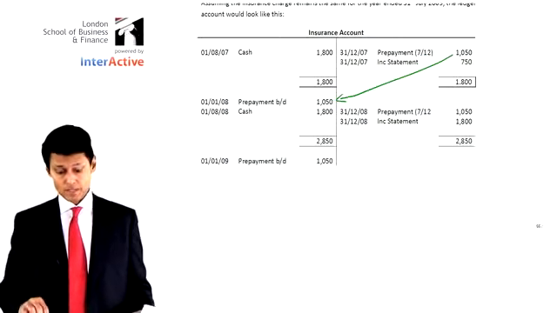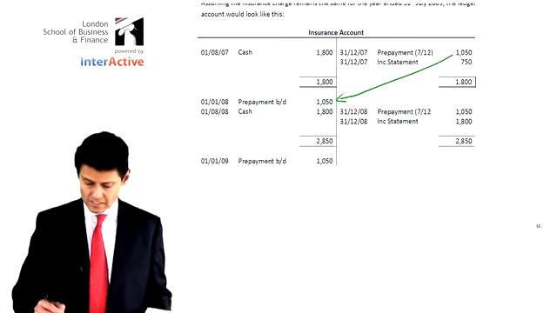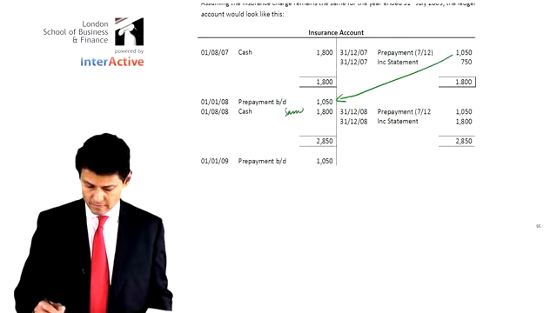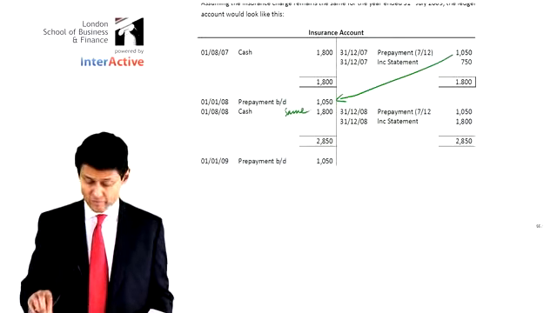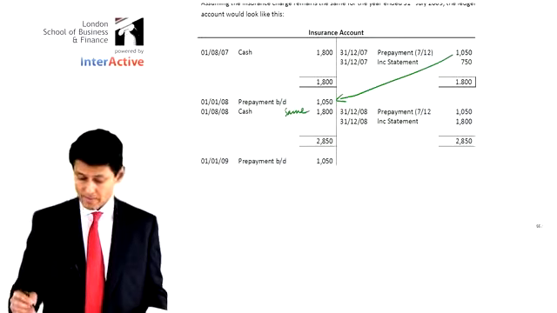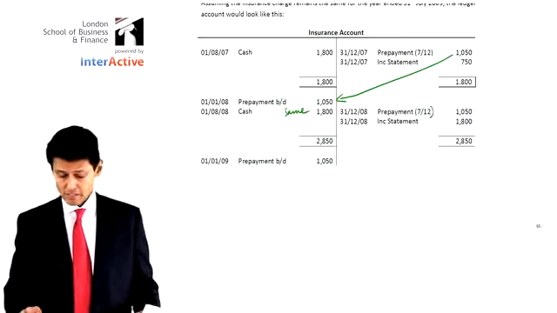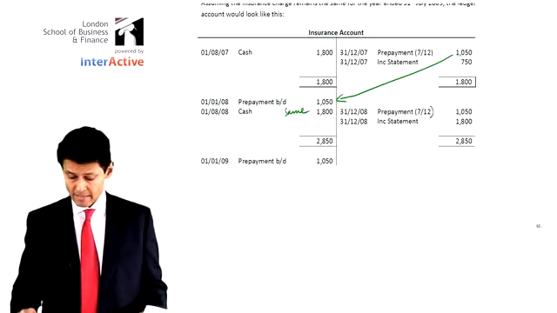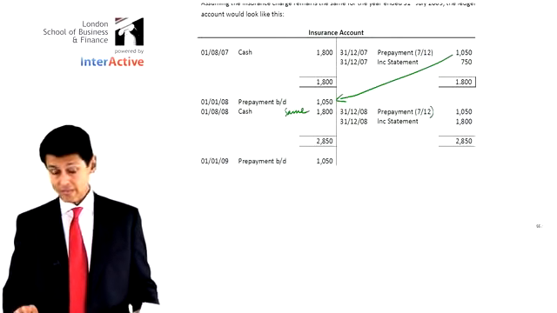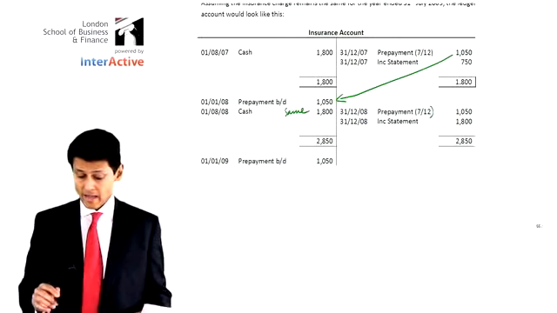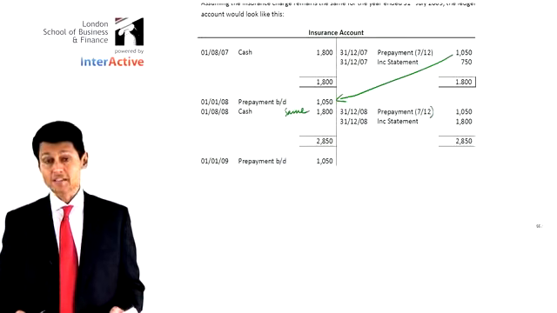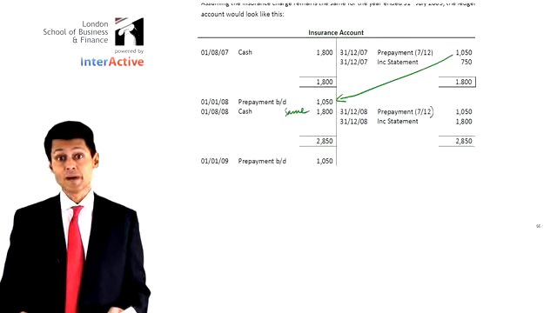What happens in the new year, though? Assuming that it is still the same figure of 1800, the prepayment for the new year is 1050, and the income statement, of course, this time is 1800. The reason for that, of course, is the trading has occurred throughout the 12 months.